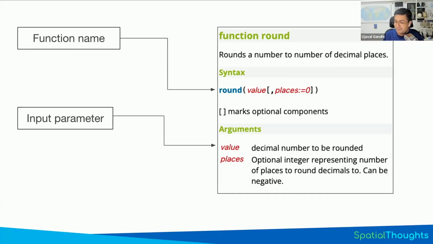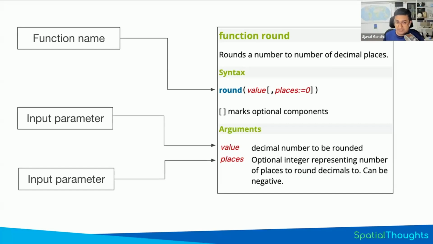So here is the value that you want to round it to, and we'll give some decimal number. The second value is also a parameter, but you can see it's within these square brackets here, and it's also specified in a different way. So this one is an optional parameter. That means you can skip it. If you don't give it, it's going to take the default value, which is 0.